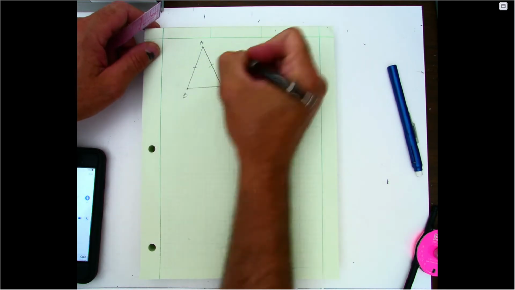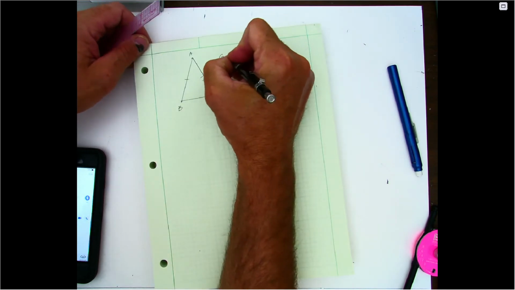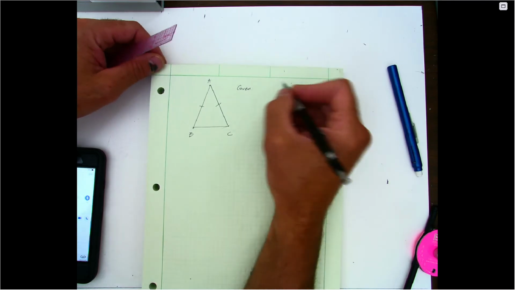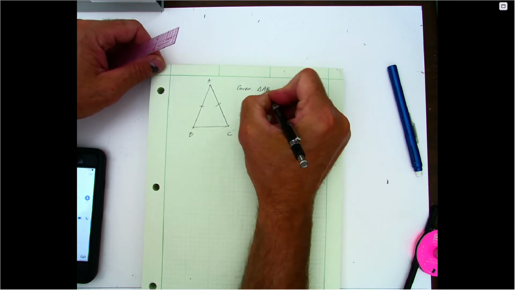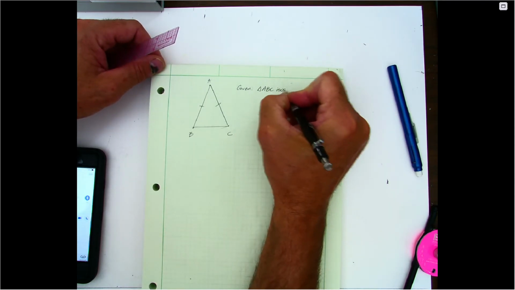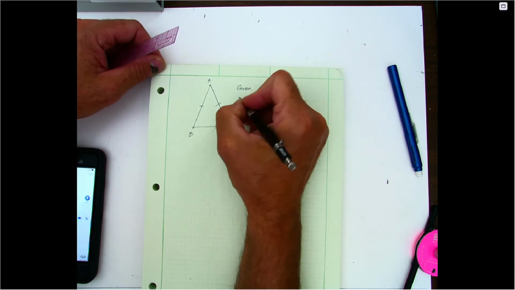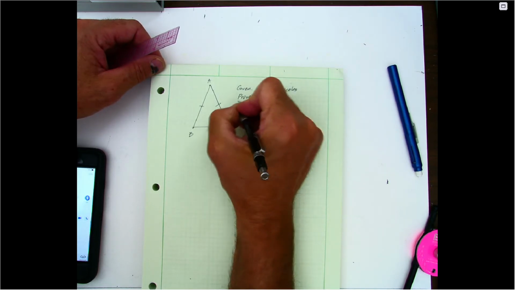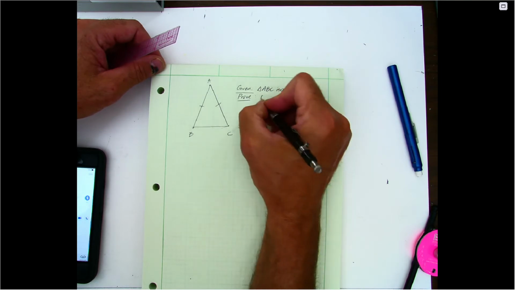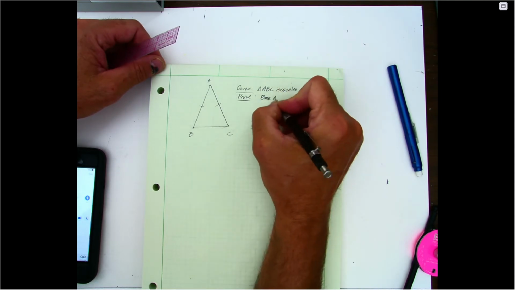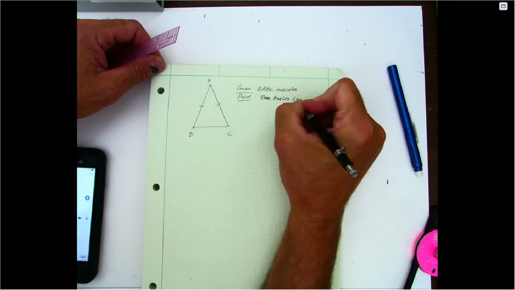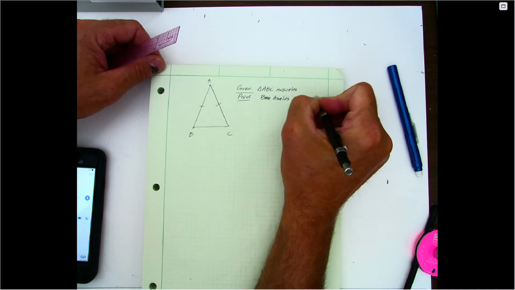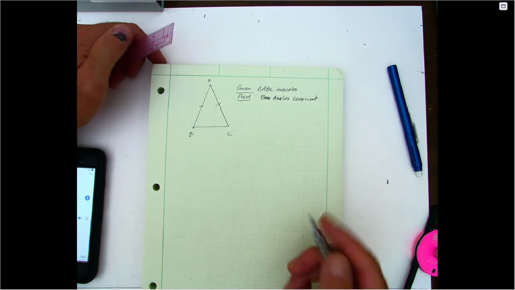We'll mark this up. So what do we have given? Triangle ABC, isosceles. Prove base angles congruent. Let's draw a proof diagram of this.